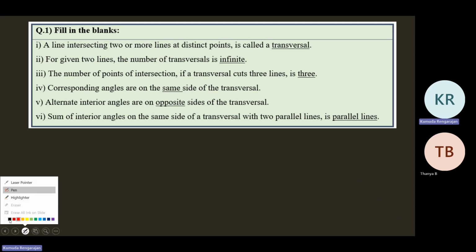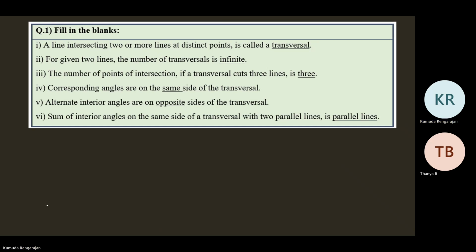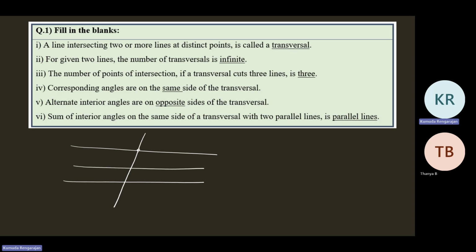My presentation is visible. I've changed the presentation. Is it visible? Yes. A line intersecting two or more lines at distinct points is called a transversal. It's called a transversal.